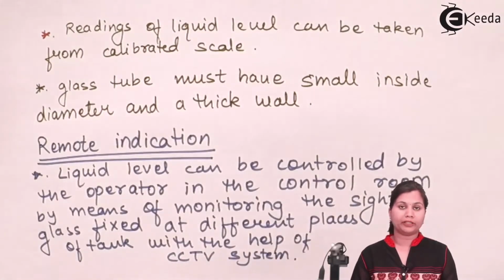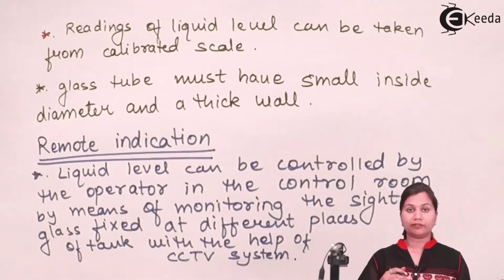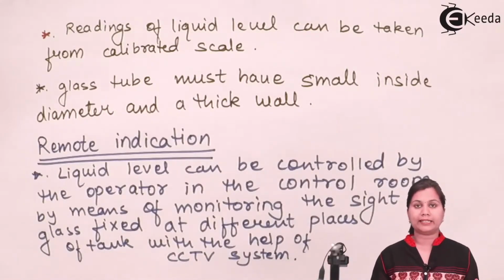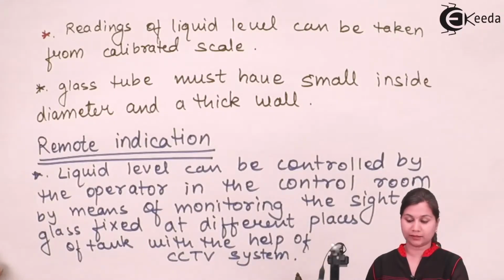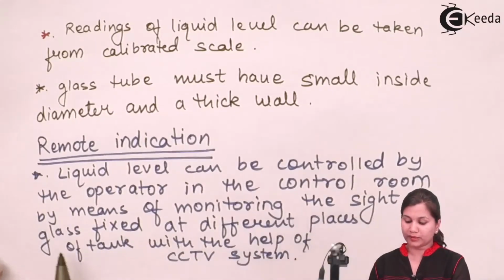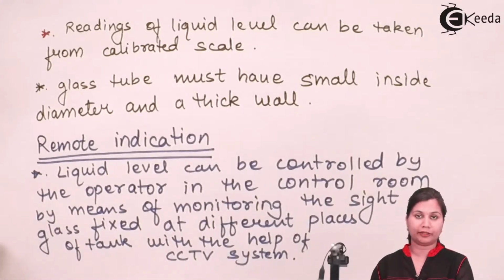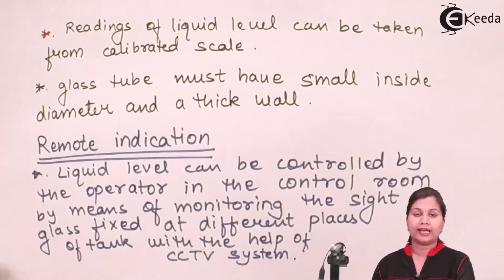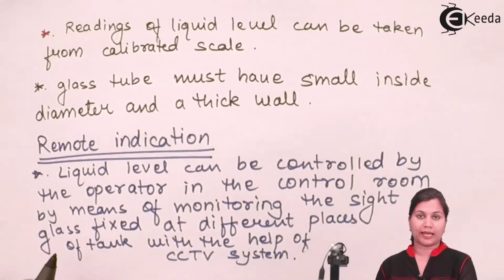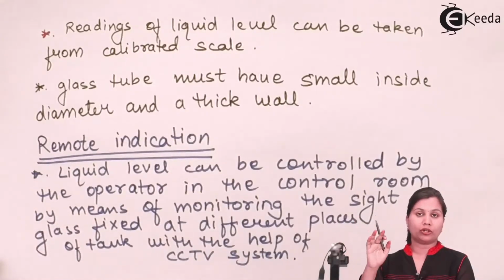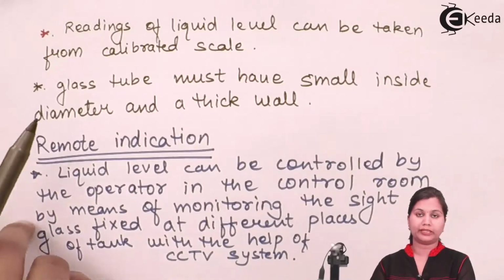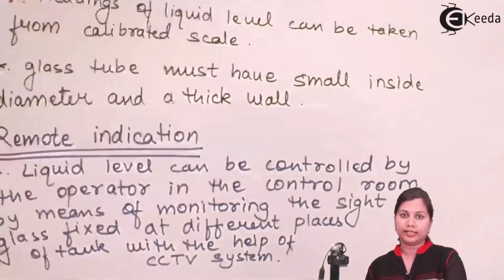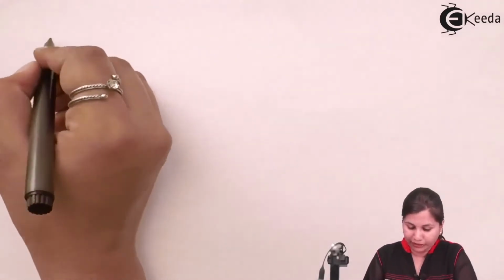If the operator wants to see the level of the liquid from the control room, it can take the help of the CCTV system. The glass tubes are fixed at different places on the tank, and with the help of the CCTV camera, the observer or operator sitting in the control room can take the readings of the liquid level. Let us represent it with the help of a diagram.